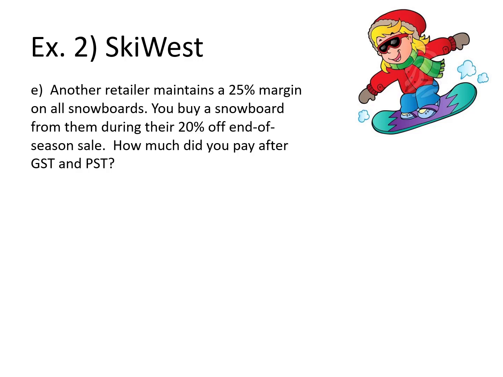Part E, another retailer maintains a 25% margin on all snowboards. You buy a snowboard from them during their 20% off end of season sale. How much did you pay after GST and PST? So this is another retailer that Ski West distributes their snowboards to. They're having a 25% margin on their snowboards, and then they're having a 20% off markdown. Let's assume that they have a similar supply to our previous retailer, and so they get the same trade discounts, so that their net price is $816.